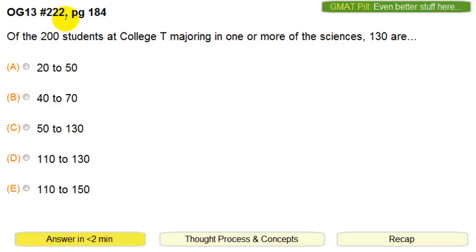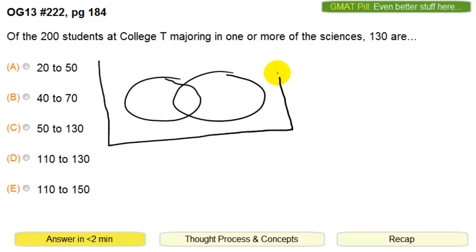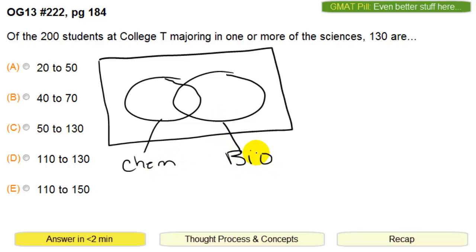Number 222. Of the 200 students at College T majoring in one or more of the sciences, 130 of them are in chem. Okay, so we basically have a Venn diagram where the total is inside this square. Let's say this is the chem box and this is the bio box. So 130 of them are in chem, and in bio 150.